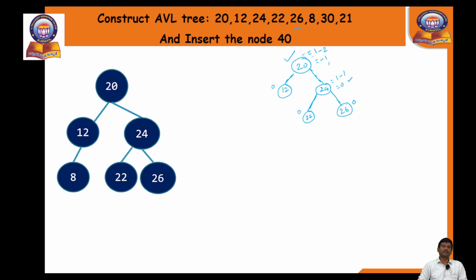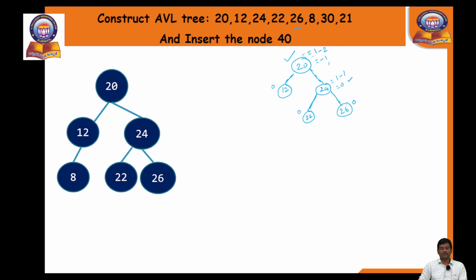And compute the balance factor of every node. Node 8 will be equal to 0, node 22 will be equal to 0, node 26 will be equal to 0, node 12 will be equal to 1 minus 0, that is 1, node 24 is 1 minus 1, that will be equal to 0, node 20, the height of the left subtree is 2, the height of the right subtree is 2, so 2 minus 2 will be equal to 0. So all the nodes satisfy the property of the balance factor, and the balance factor may be 0, 1 or minus 1.